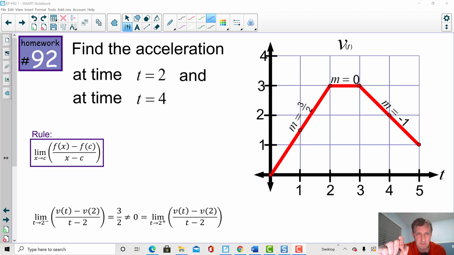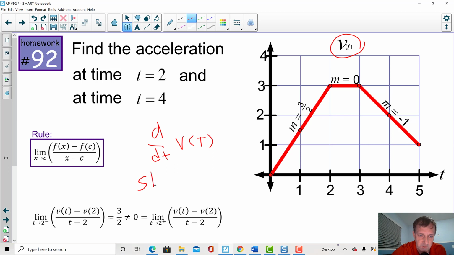All right, for our last example, they want us to find the acceleration, and they're giving us the velocity, but they're giving it to us as a graph. So we're not going to easily be able to just do the derivative quickly. Remember, the derivative is the same thing as the slope. So if I want to do the derivative of the v function, that's the same thing as the slope of the v function. And if you look over here, I wrote down the slope for each line segment.